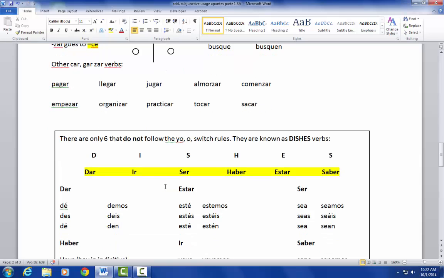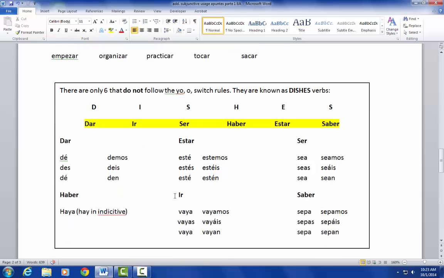Okay, now we have this fun little way to remember the 6 verbs that are highly irregular. We call them our dishes verbs. These verbs just have to be memorized. They're different. They don't follow the pattern of going to the yo, dropping the o, and switching the vowel. So copy down here. The D stands for dar, I stands for ir, S stands for ser, H stands for haber, E stands for estar, and S stands for saber.